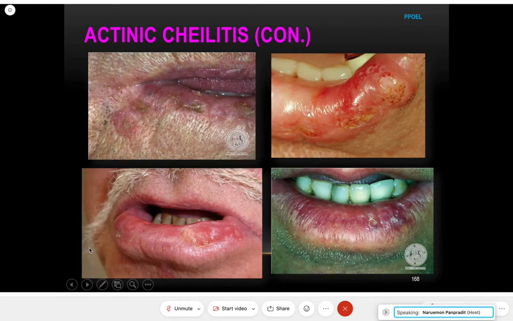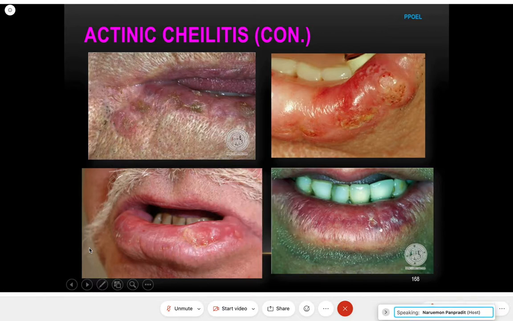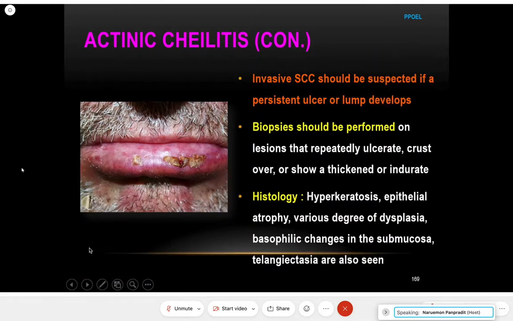This is a swelling of the lip with a red area and crust. This is an ulcer with a little swelling, firm on palpation. This is red with a white area. This is a crack and red area. This is important because it can undergo malignant transformation.